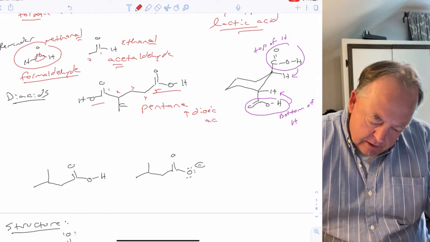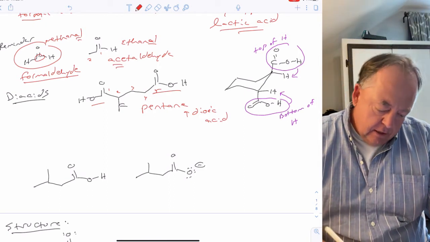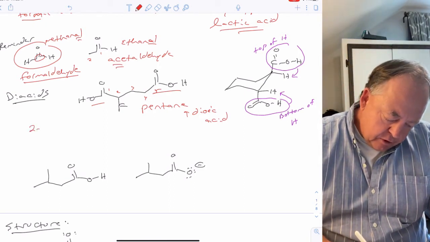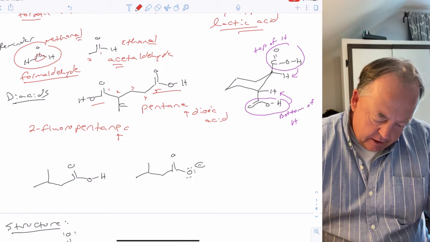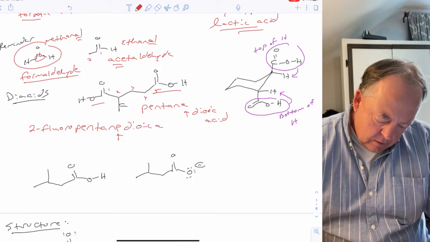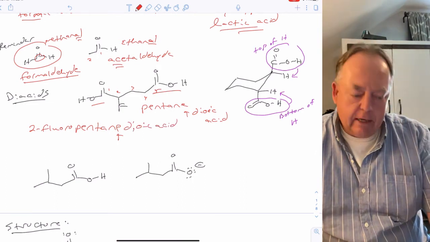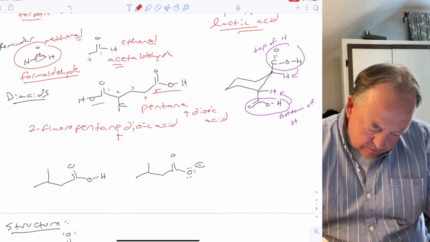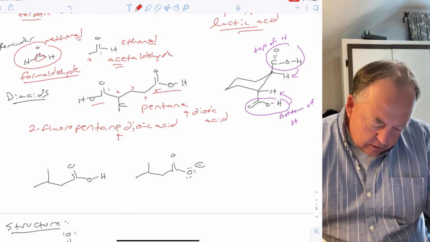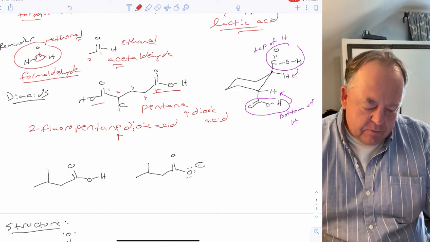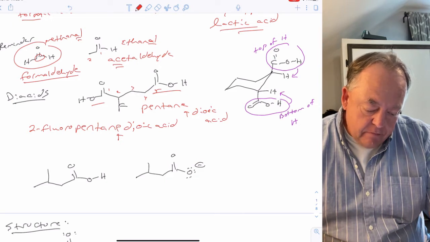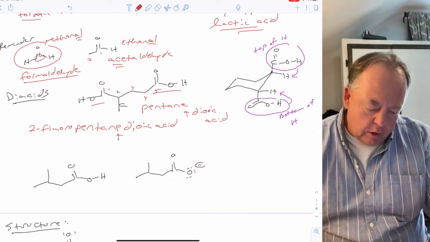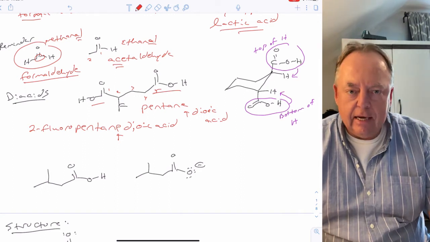There we go. So it'd be pentanedioic acid. With a fluorine on carbon number 2, this would be 2-fluoro pentane. Again, we're keeping the E to make this easier to say. So pentanedioic acid. We would not need to specify that it's at carbon 1 and 5 because they have to be at the ends of the molecule, and we're going to number the carbon chain to keep the carboxylic acids in the parent.